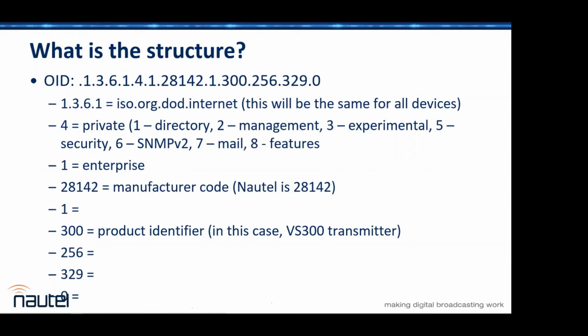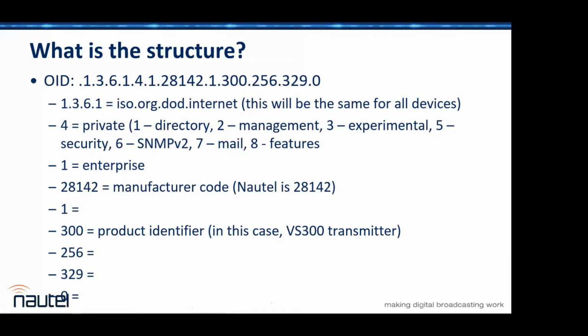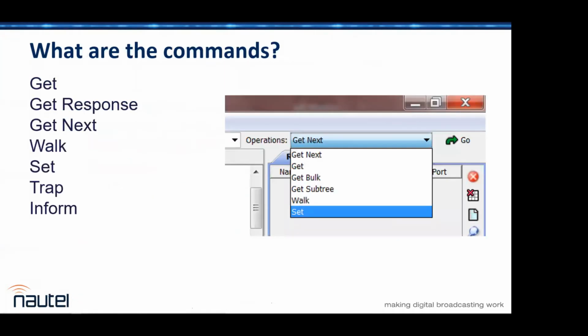And as I said, for everything we do, the 1.3.6.1 will always be the same. Typically for us, the 4.1 after that will be the same, and then you get into the things that are unique per manufacturer. Like Nautel's code is 28142. I'm sure Gates Air and obviously Elnos, anybody that does SNMP will have a code. And so it's kind of cool because then you can break down and figure out exactly what you're looking for.